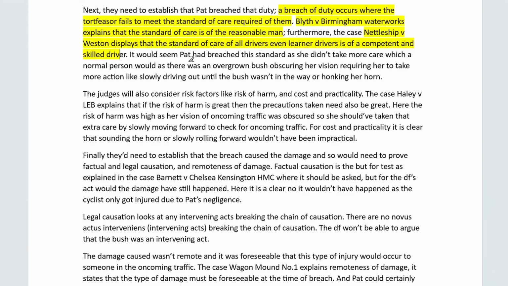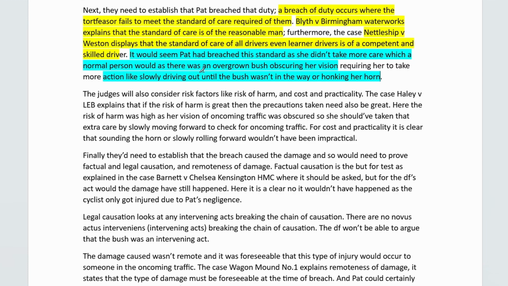It would seem Pat had breached the standard of care and she didn't take more care, which a normal person would, as there was an overgrown bush obscuring her vision, requiring her to take more action, like slowly driving out until the bush wasn't in the way or honking her horn. This would be 2 marks because I extended it here. I developed the AO2. So I'd say Pat breached this standard of care.